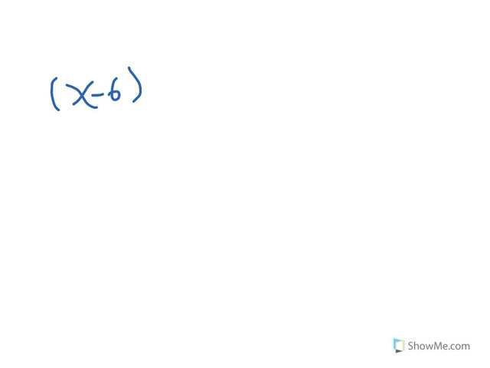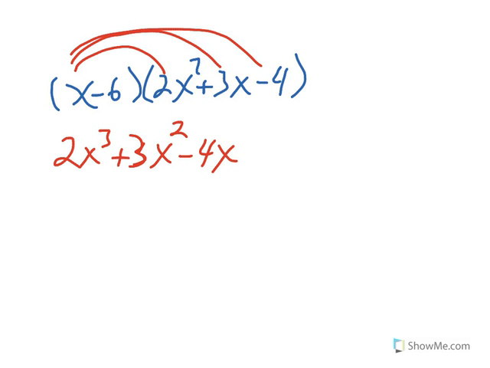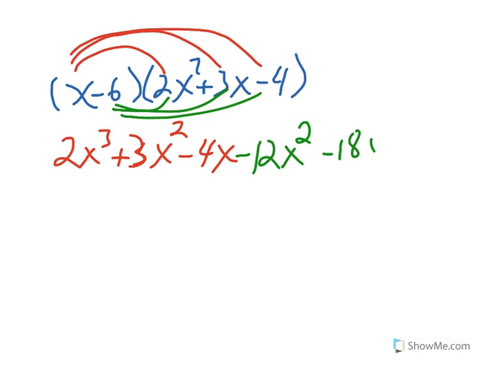So, find x minus 6 times 2x squared plus 3x minus 4. What do I do? So it's the same thing as FOIL, except I'm going to multiply each term by what's there. So it's going to be 2x cubed plus 3x squared minus 4x, and then I'm going to multiply again the negative 6 to every single thing. So that's going to give me negative 12x squared minus 18x plus 24.